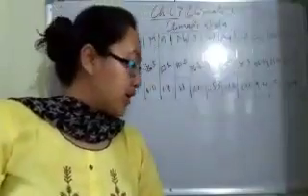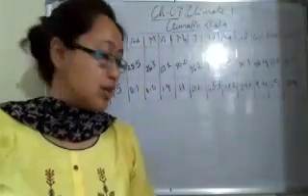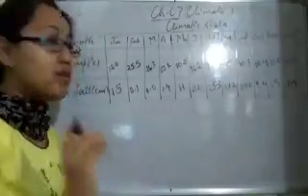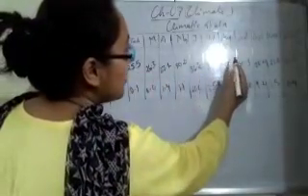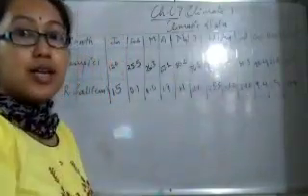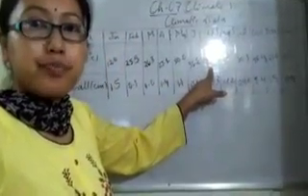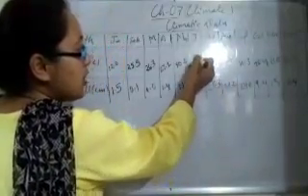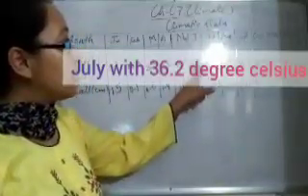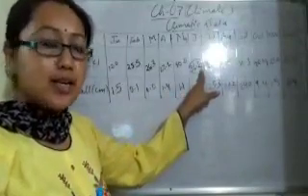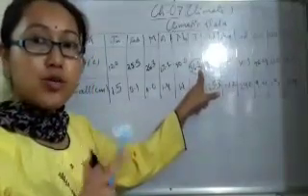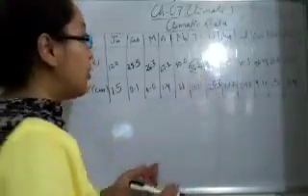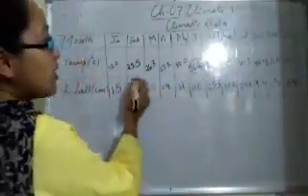Now the first question to be done is, what is the annual range of temperature of the station? Range means you have to find out the highest temperature recorded. The highest temperature recorded is in July, that is 36.0 degrees Celsius. Sorry, it's not 36, it's 36.2, because 36.2 is more than 36 degrees, right? So 36.2 degrees is the highest temperature recorded. Is that clear? So the highest temperature recorded is 36.2 degrees Celsius.